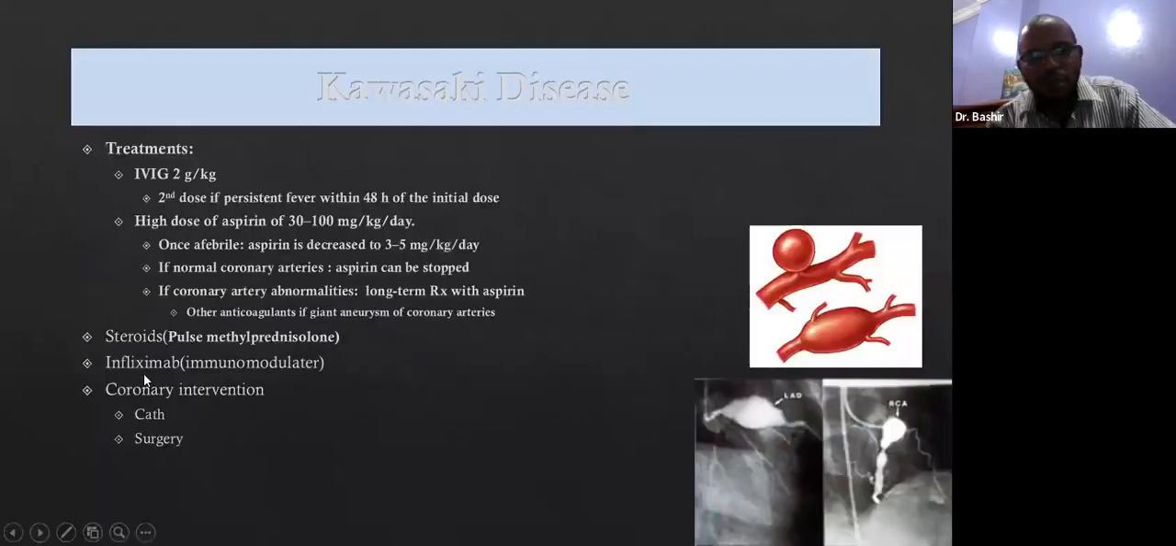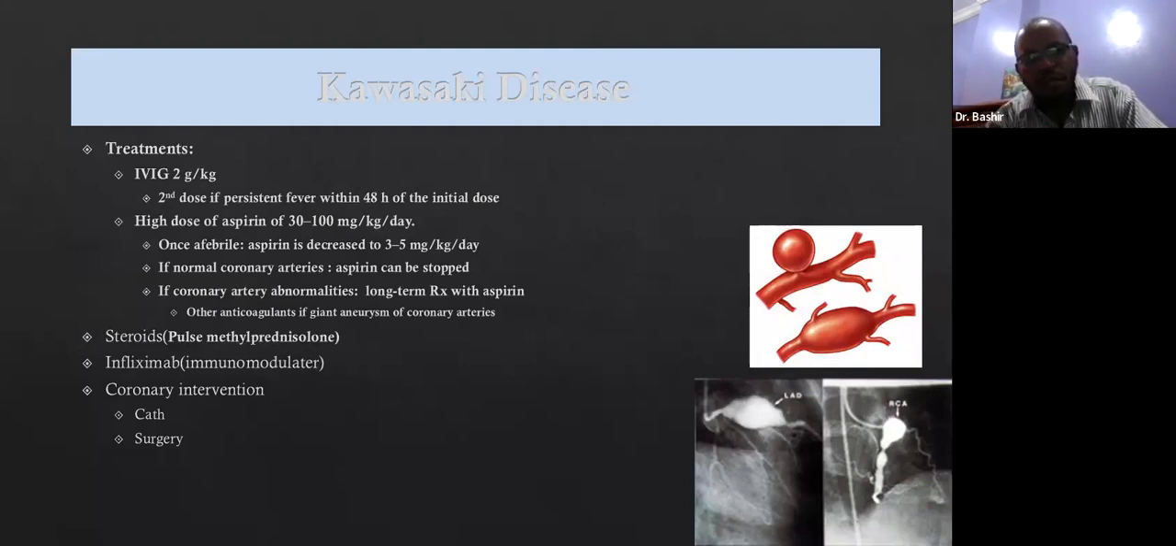What we will do is go to immune modulator medication like infliximab and Kineret, especially if the child is toxic and not responding to 2 doses of IVIG and the steroid. We can go to the immune modulator, and even cytotoxic drugs. Some cytotoxic drugs can also be used in Kawasaki disease.